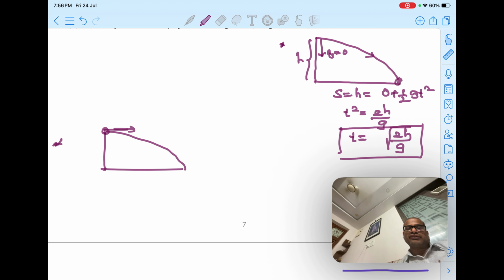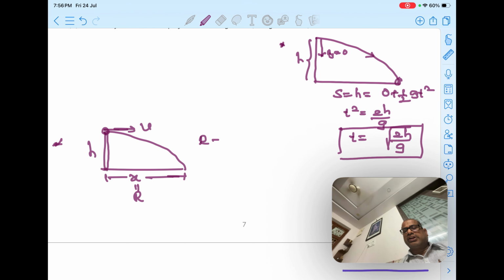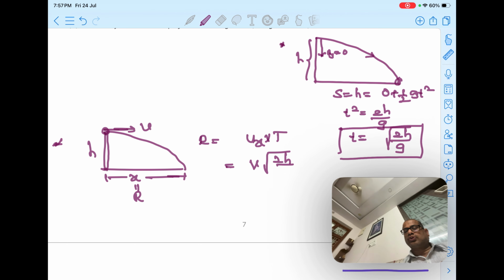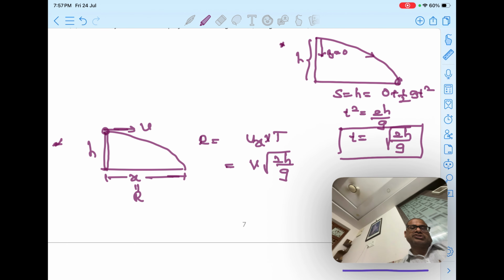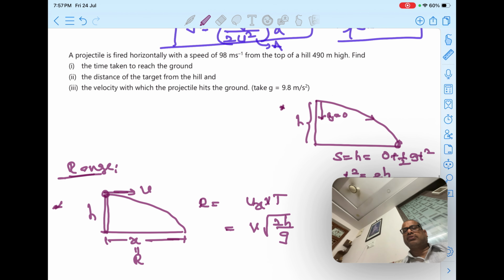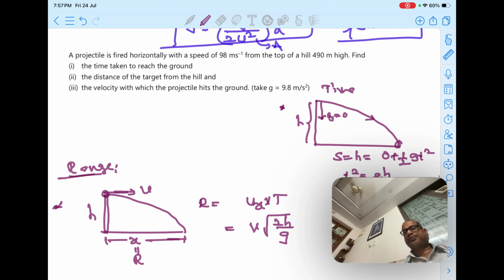From here you are throwing with some velocity u. What is happening here? It reaches x distance, and this x distance we call the range. So range is equal to what? The velocity in the x direction into the time of flight. This is u into root 2h by g. So this is the formula for range, and the other is the formula for time of flight, or time of journey.